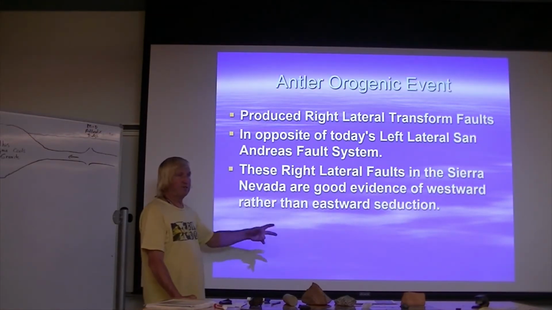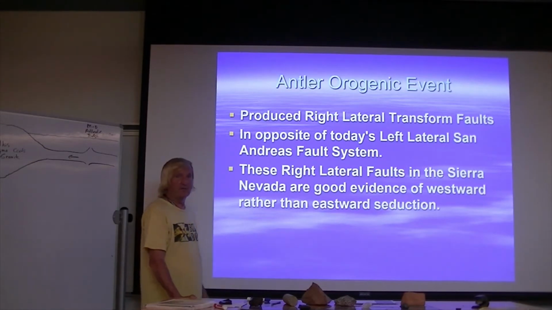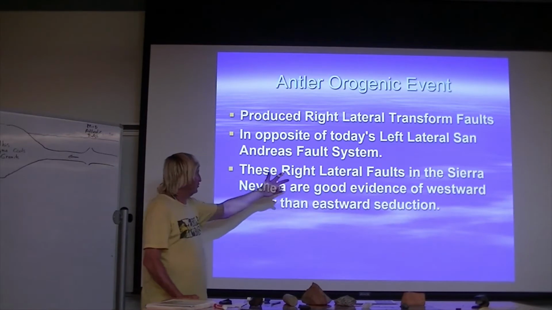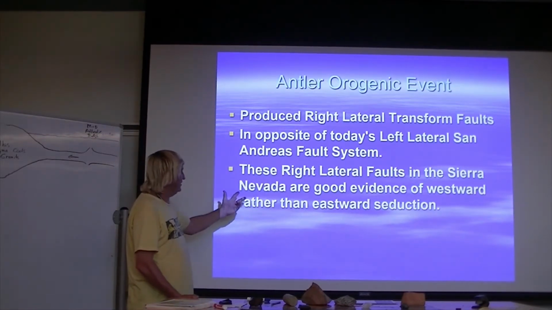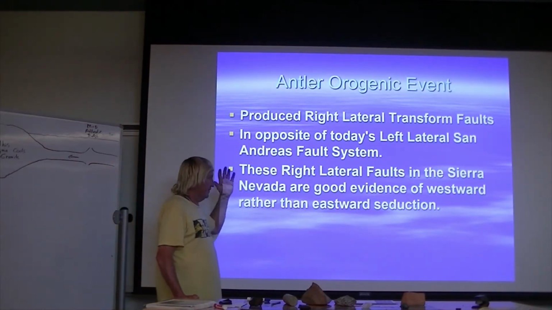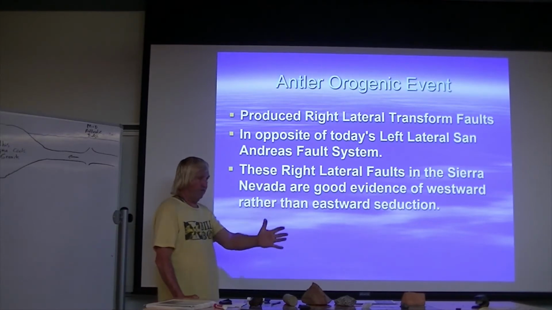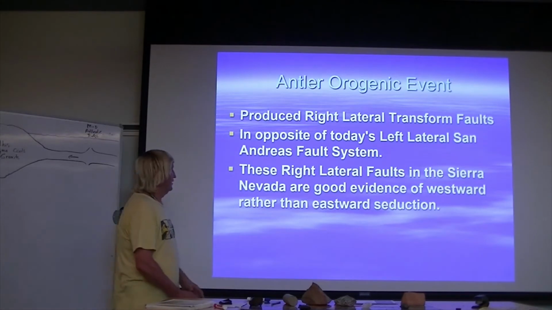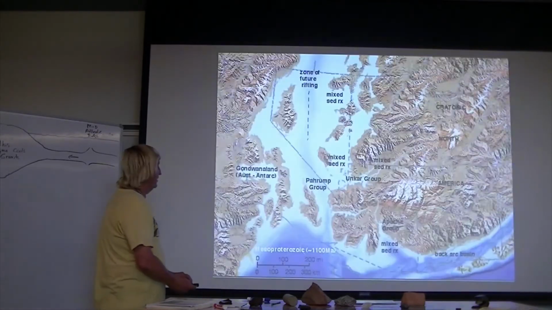The Appalachian Mountains were formed basically in 2 orogenic events. So we see right lateral fault, where today we see the absolute opposite. And this is really good evidence that California grew from the east towards the west. And it's all because of this accretionary tectonics.